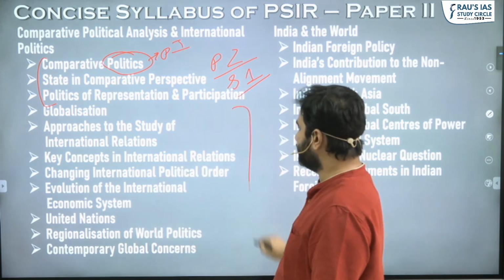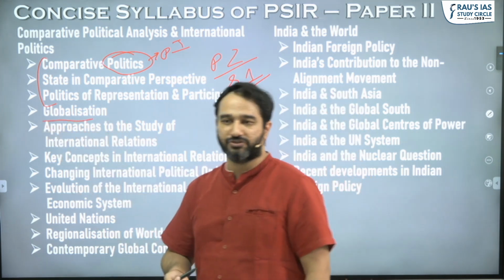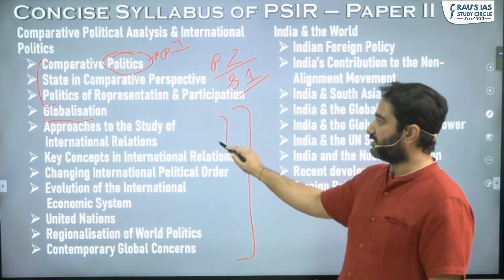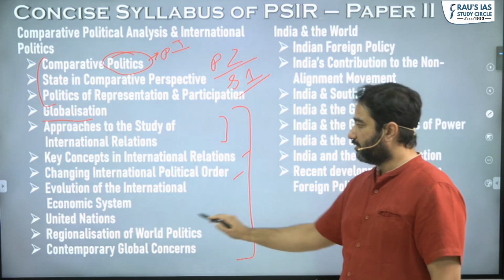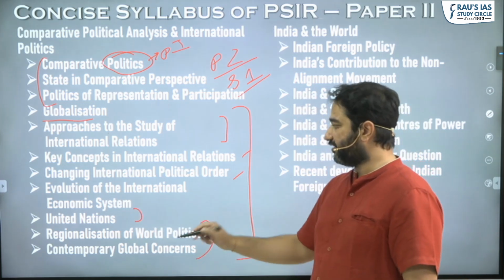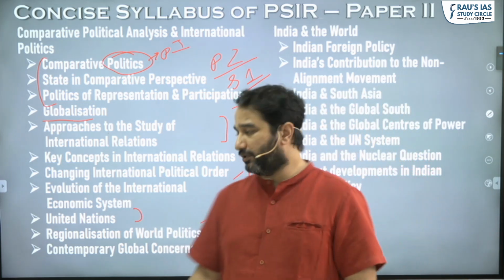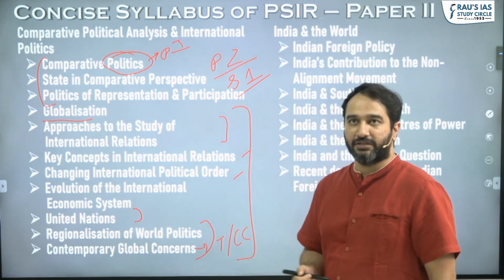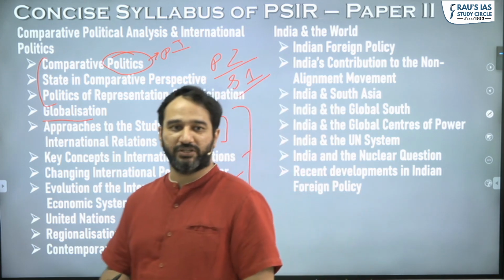The next part of this is globalization, which is there in your GS papers also. Within this, you have approaches to the study of IR and the United Nations, regionalization, and contemporary global concerns, which include terrorism, climate change, and other things. This again is taught in GS paper 2 within IR.